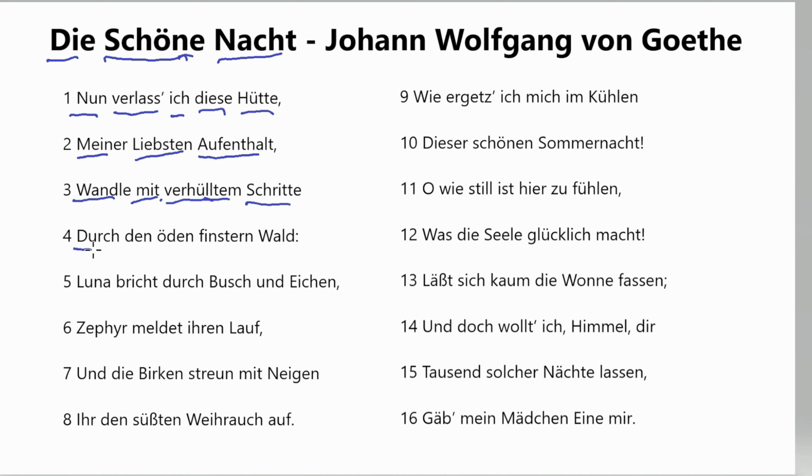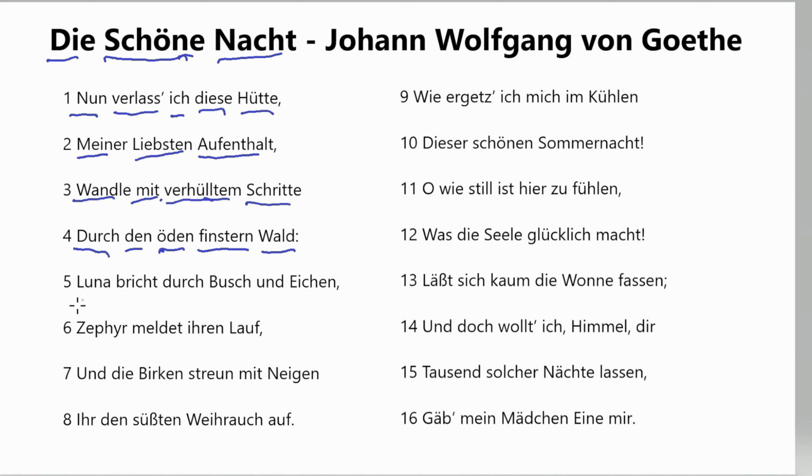Now the next line: durch. Durch means through. Then den is like the. Öden is like desolate. Finstern is dark. Wald means forest. So from line 3: wandle mit verhülltem Schritte durch den öden finstern Wald. So kind of walking with muffled footsteps through the desolate dark forest. So he's doing this right after leaving his lover's residence, his lover's cabin or hut.